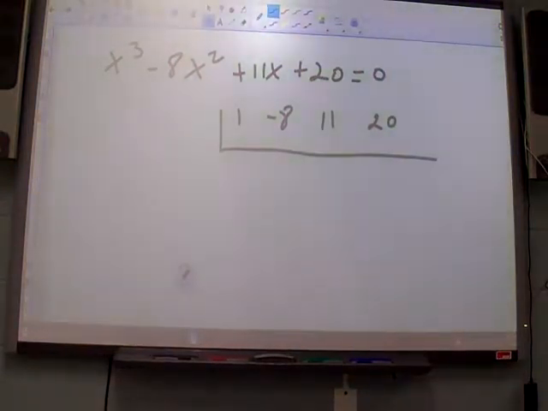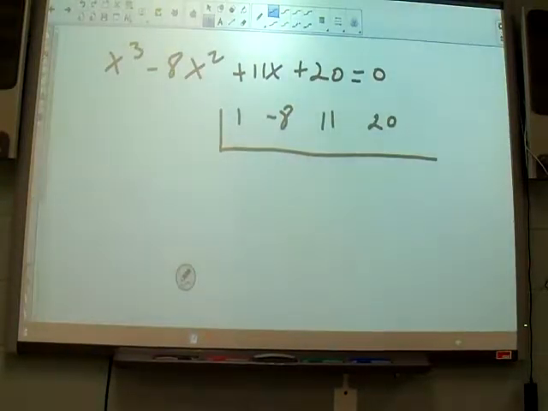Alright, here is the not fun part. What number am I going to put on the outside?